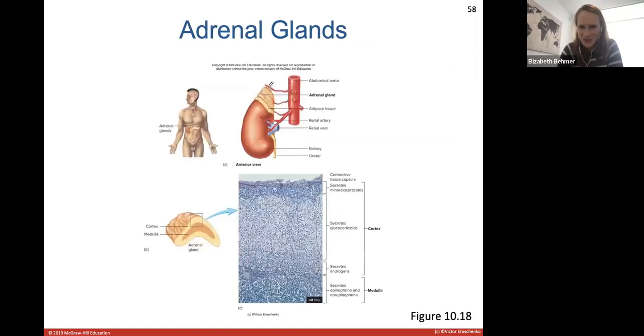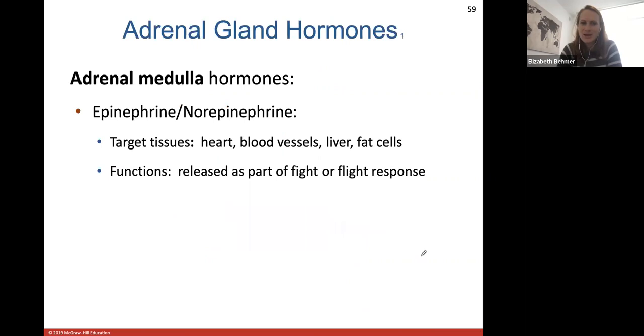So here we have the adrenal gland sitting on top of the kidneys, and you can see the different layers of the adrenal gland. The cortex is the outermost layer, and the medulla is the inner layer. And then we can divide the cortex into different layers based on what they will secrete: androgens, glucocorticoids, mineralocorticoids. And then the medulla secretes all of our epinephrine and norepinephrine, which are kind of like our adrenaline hormones, to get our body ready for stressful situations. So that is the medulla and the cortex.